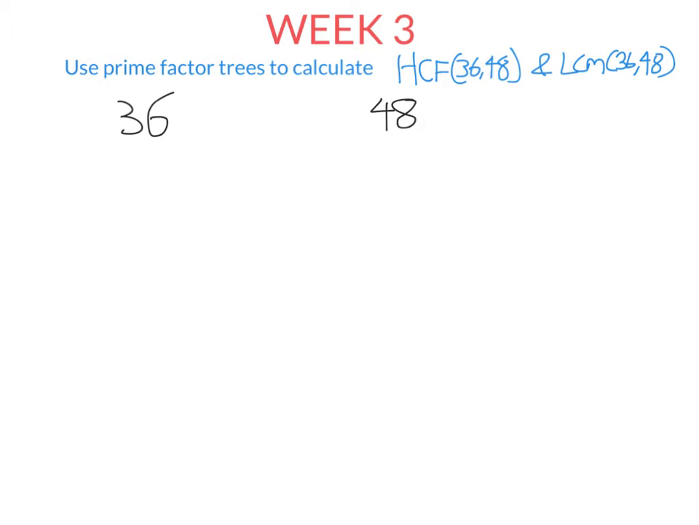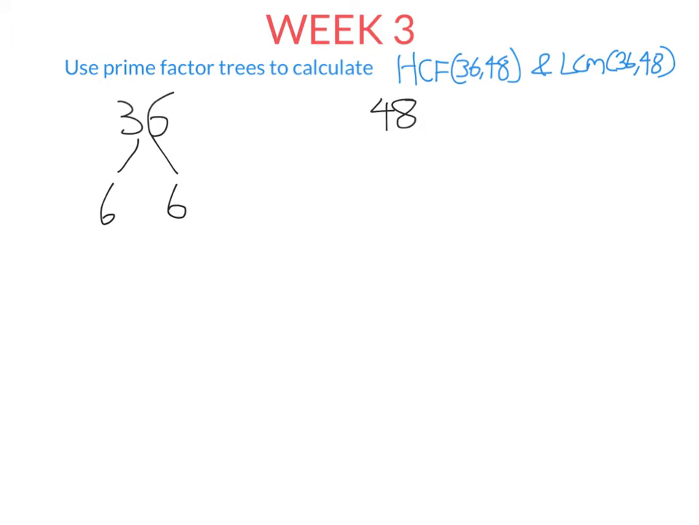So for a prime factor tree, the goal is I want to take a number and write it as a whole heap of prime numbers multiplied together. So to do this, I'm just going to factorize 36. I'm just going to find any two factors of 36. So I'll start with 6 and 6. It doesn't matter which factors you start with. I could have done 12 and 3, 18 and 2. I'll end up getting the same answer in the end.